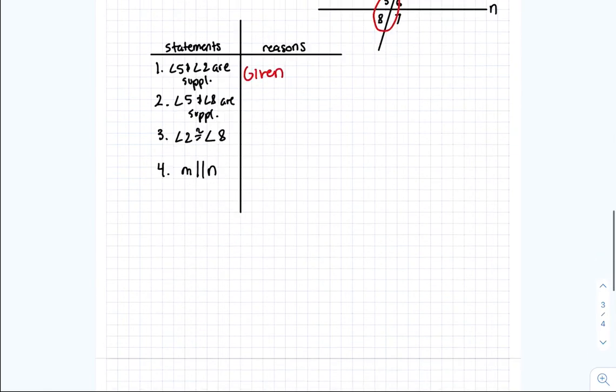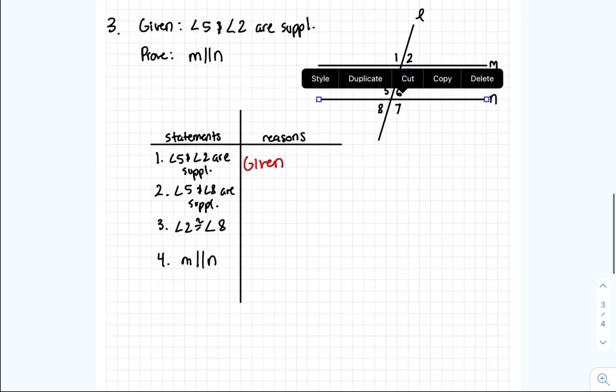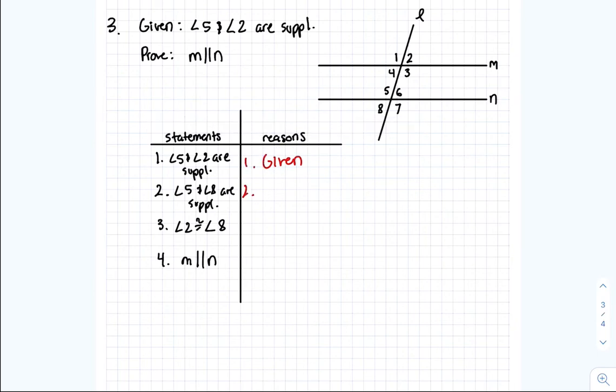Because 5 and 8 are linear pairs, and you guys know linear pairs are supplementary. So 5 and 8 are supplementary. We can say that because we know linear pairs are supplementary. So look at statements 1 and 2. Well, 5 and 2 are supplementary to each other, and 5 and 8 are supplementary to each other. So that means we can say angle 2 and angle 8 are congruent. Why? Because of the congruent supplement theorem.